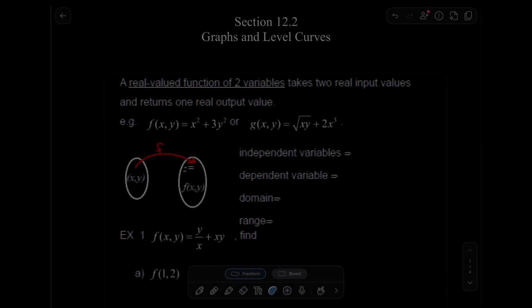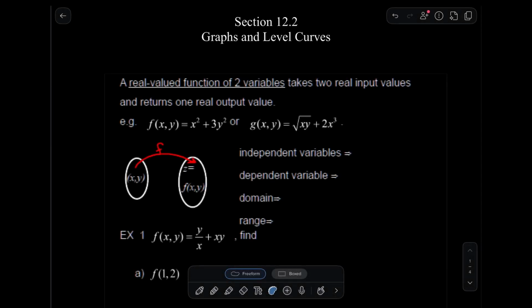Hi, this is Crossdot and Nabla, and this is section 12.2 covering graphs and level curves. This is an extension of section 12.1, where we were talking about graphing planes in 3D space. This is a more general application for this, right?